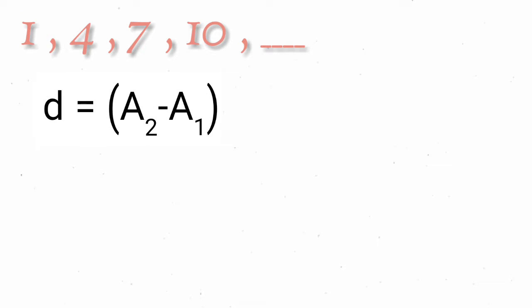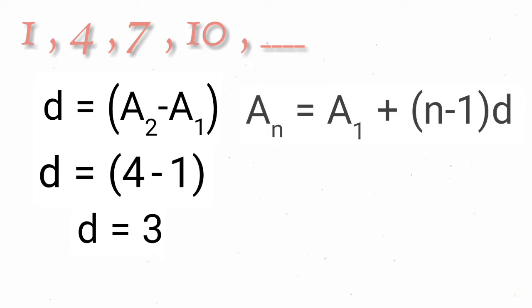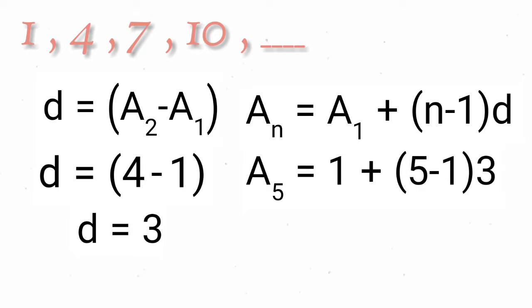First, we'll find the common difference of each term by using the formula d is equal to a sub 2 minus a sub 1. Substituting the givens, we'll have d is equal to 4 minus 1, or d is equal to 3. And now, to solve for the next or fifth term, we will use the formula a sub n is equal to a sub 1 plus the quantity n minus 1 times d. So a sub 5 is equal to 1 plus the quantity 5 minus 1 times 3. And the answer, or the fifth term, is 13.